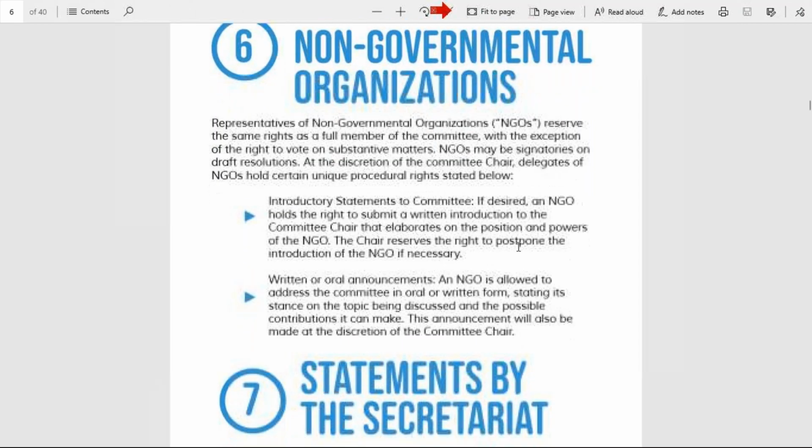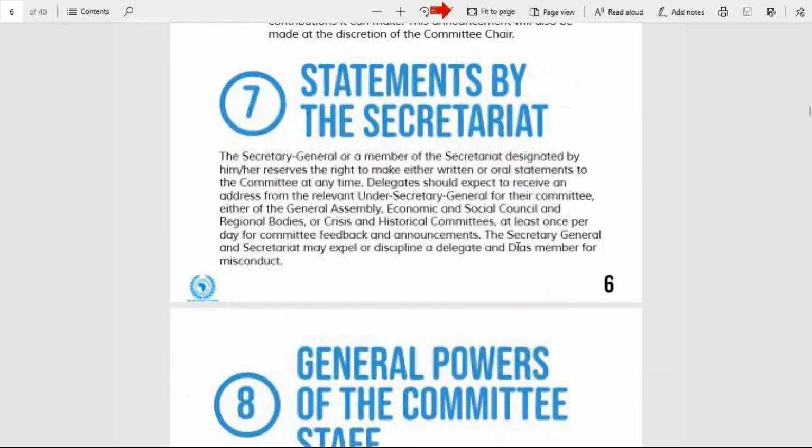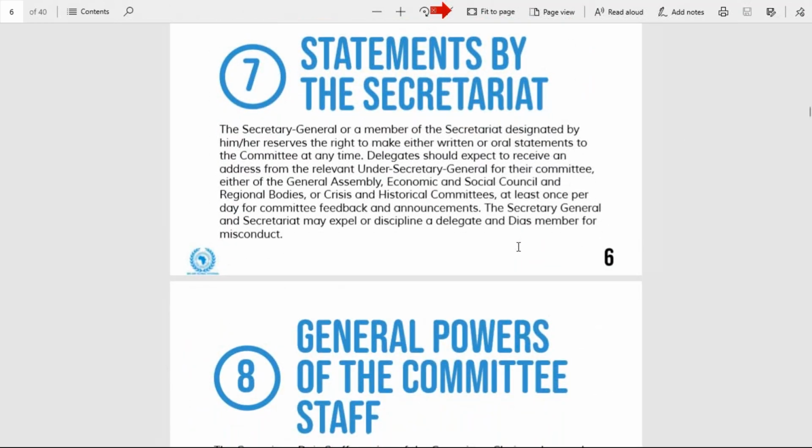On to the next portion, which is statements by the Secretariat. The Secretariat is made up of the Secretary General, who is the highest in rankings at the conference. She usually has the final say when it comes to matters of great concern. And we have various USGs, and then the committee chairs, and then the delegates. We'll have protocol as well, but we'll discuss that later.